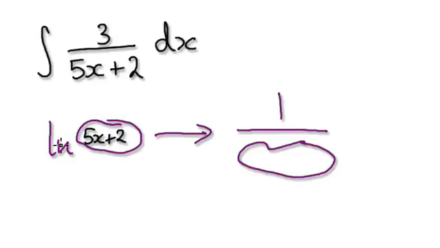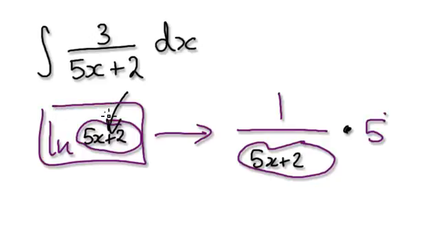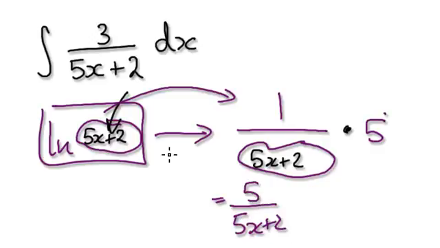So when we differentiate this, it will give us 1 over 5x plus 2, and then we've got to times with the derivative of the bubble itself, which will be 5. Okay, so this being our initial guess, if you differentiate it, it will give you this. Tidy this up, it will give you 5 over 5x plus 2. Now this here is good, but we don't want the 5. We want the 1. So let's kill off this 5 here.